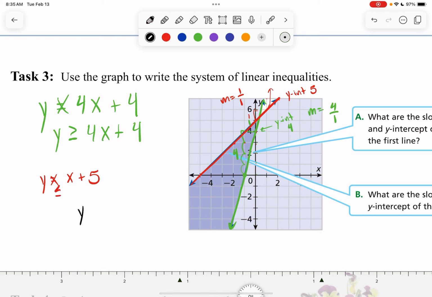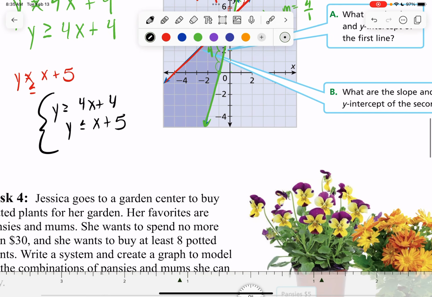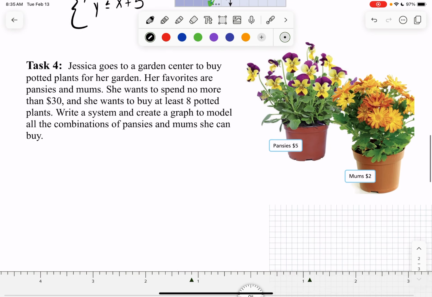So my system: y is greater than or equal to 4x plus 4. y is less than or equal to x plus 5. There is my system. All right, one last problem, an application type problem.